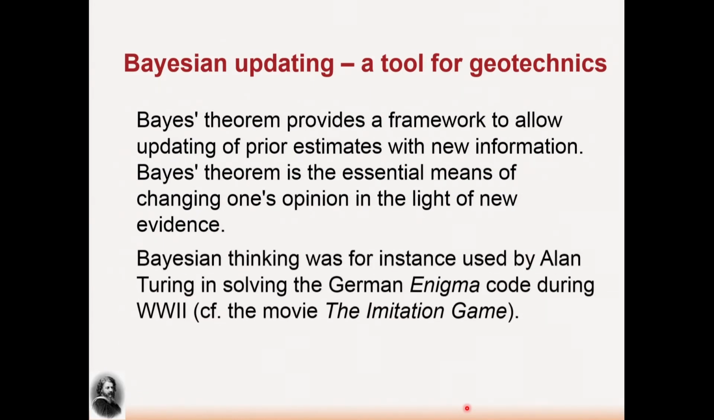Bayesian thinking was, for example, used by Alan Turing in solving the German Enigma during World War II, for those of you who have seen the movie The Imitation Game.